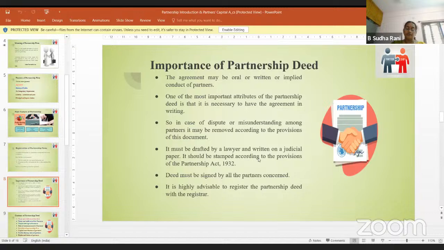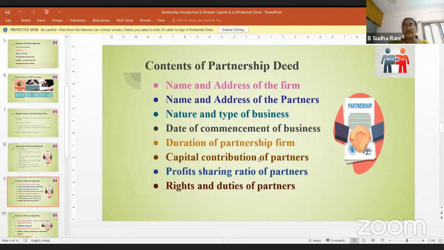There are various topics which the partners have to agree upon. Generally, an agreement can be oral or written, but when it is in written format, it is a deed. So what are the matters that they discuss under this deed? Regarding what aspects do they agree? So, what is the firm's name and address?